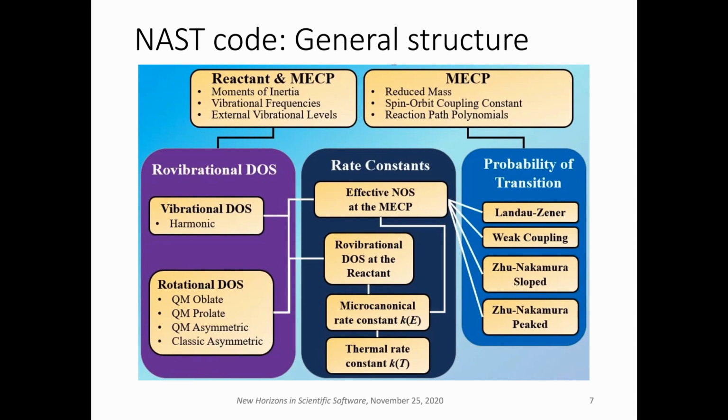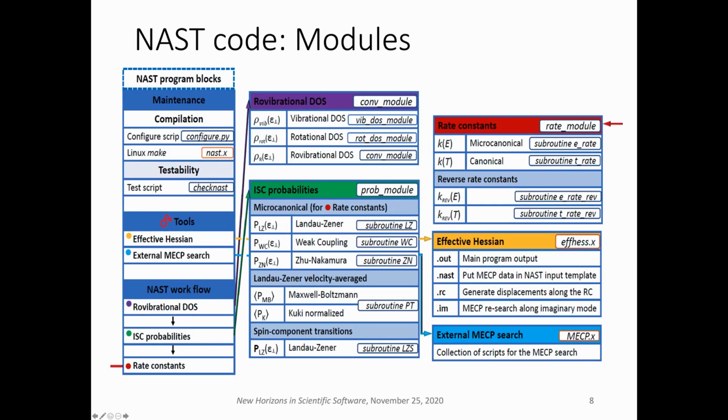Coupling regime. The weak coupling regime also accounts for tunneling and interference between different reaction paths. All this information is fed to the model, which calculates the rate constants. And again, as I mentioned, we can calculate either the microcanonical, energy-dependent constant, or the canonical one, which depends on the temperature. So this is a little bit more detailed view of the code.